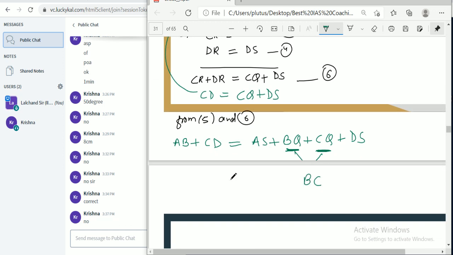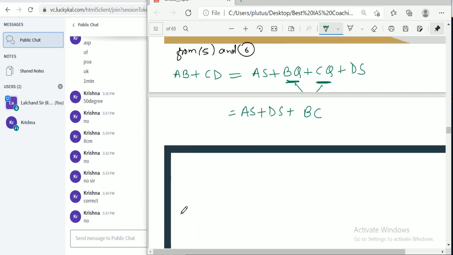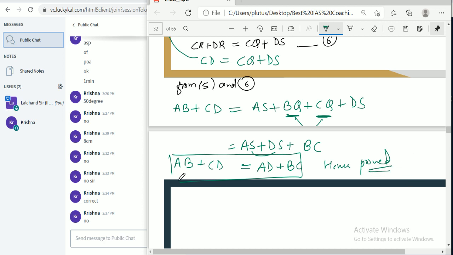So the left out side is AS plus DS, isn't it? Now if we check for the value of AS plus DS, what is the value of AS plus DS? That is equal to AD. The sum of these two sides is AD. So AD plus BC is equal to AB plus CD. Okay, so hence proved. So this is the final result.